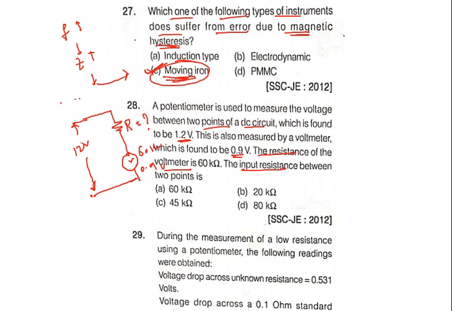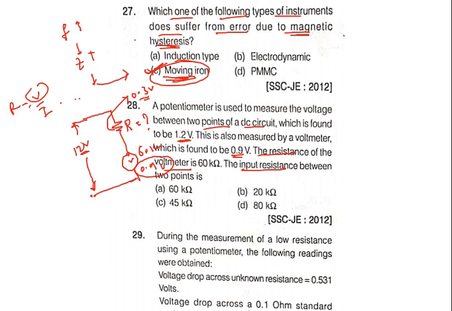Carefully observe here. Total voltage is 12 volts. Across the voltmeter 0.9 volts is there. So the remaining voltage, where will it be? It will be across the resistor only. That is 0.3 volts will be across this resistor. If we know how much current is flowing through this resistor, we can easily calculate the input resistance. R equals V by I. We know the voltage, that is 0.3 volts.